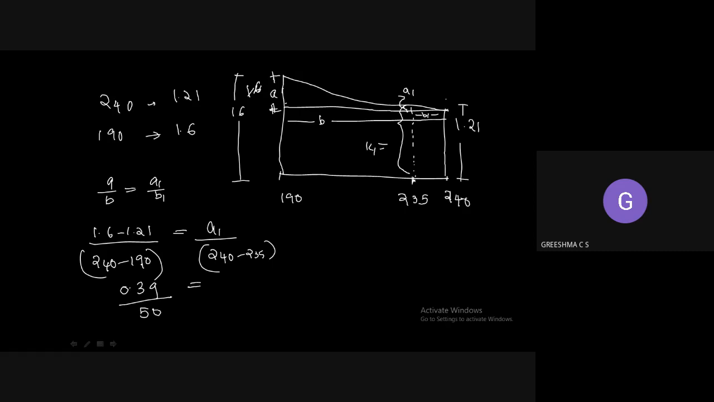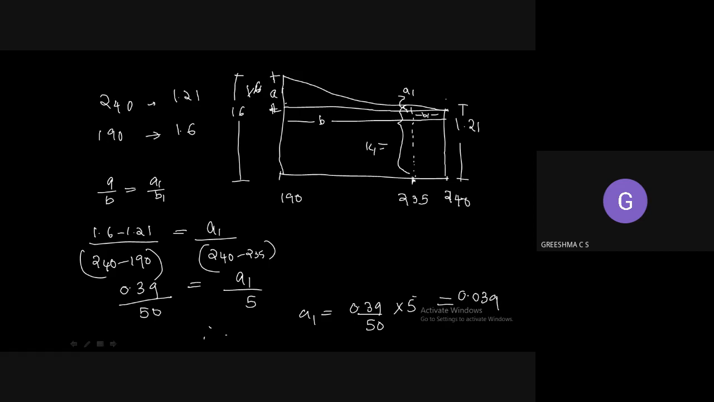A1, we don't know how much it is. We need to find out A1. 240 minus 235 is 5. So from this, we can find out the value of A1. Therefore, A1 is equal to 0.39 divided by 50 into 5. So that is around 0.039.